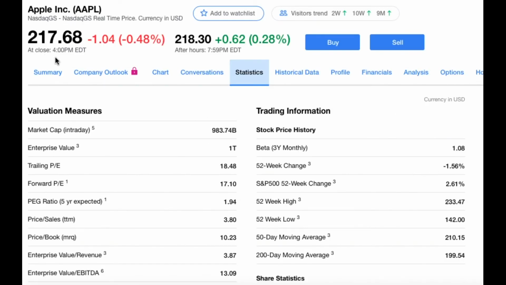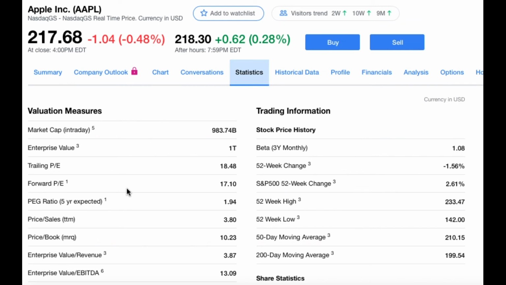Self-explanatory, guys. So let's look at a couple more PE ratios. Apple stock closed today, that's Tuesday, September 24th, at 217.68. After hours up a little bit to 218.30. So we're going to look at the trailing PE and the forward PE. The forward PE was 17.10. Trailing PE was 18.48. Again, forward PE is lower than the trailing PE. Analysts expect earnings to increase in the future. I do too. That's why I'm an Apple shareholder.